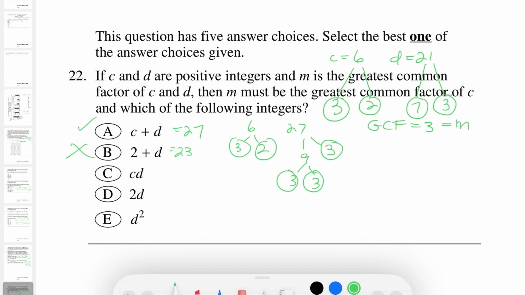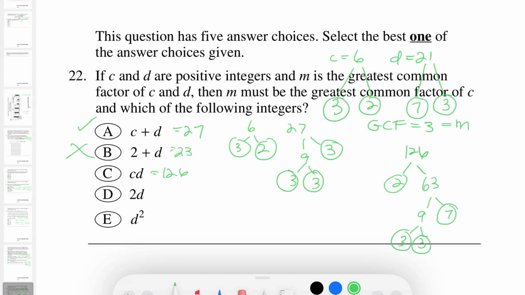C times D, 6 times 21 is 126. So let's take 6, we're going to keep 126. Prime factorization is 2 times 63, and 63 is 9 times 7.